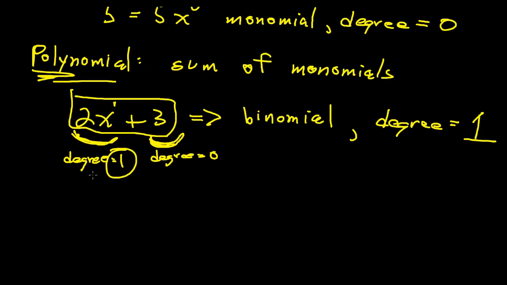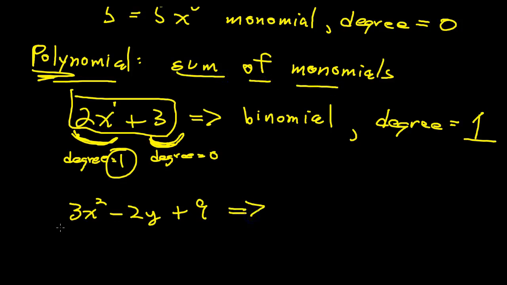Let's try another example. How about 3x squared minus 2y plus 9? Well, again, this is a polynomial because it's a sum or difference of monomials. In particular, because it's a sum of 3 monomials, I'll call it a trinomial.